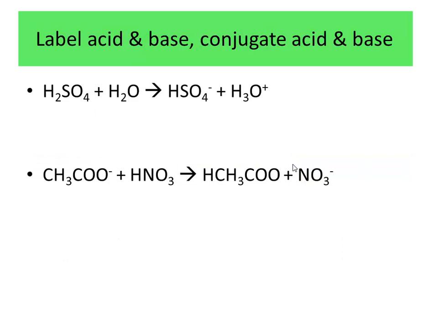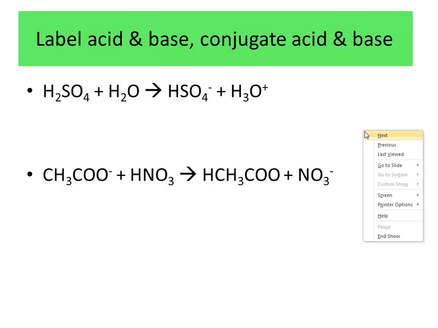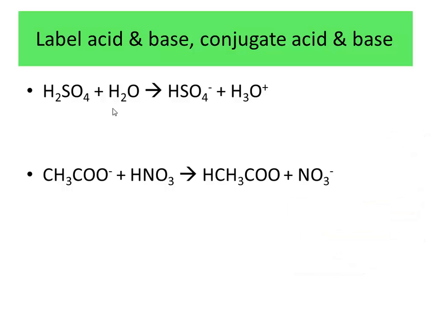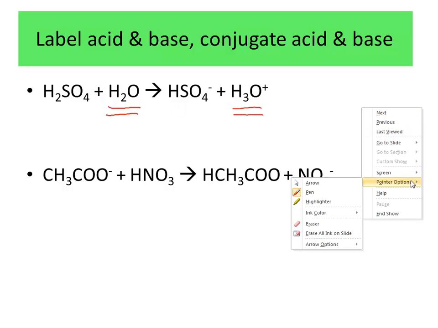Let's just do the first one. Let's label the acid, base, conjugate acid, and conjugate base. The first thing I suggest you do whenever you're doing this is look at the pairs. When we have H2O, what's the pair on the other side for H2O? Is it HSO4 minus or H3O plus? H3O plus. And what is our pair for H2SO4?